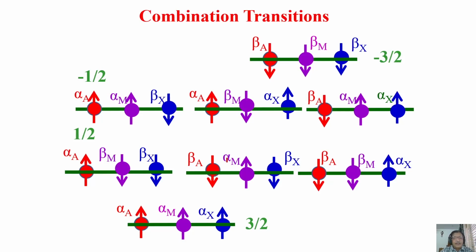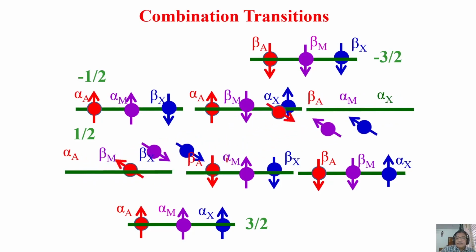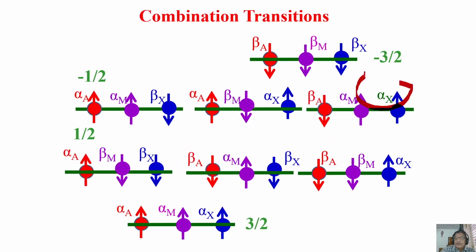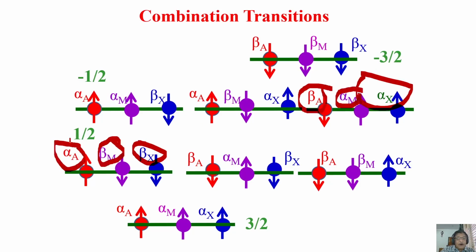If you carefully see, look at this one. Plus half to minus half is 1. All the three spins are changing position. Look at it. Alpha X is going to beta X here. Alpha M is going to beta M. Beta A is going to alpha A. All the three are changing states from alpha to beta. Is it allowed? See, any one spin can change the state from alpha to beta or beta to alpha. That's fine. But all the three can change, no problem.